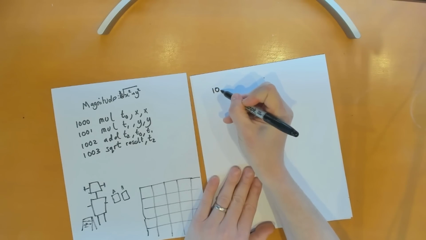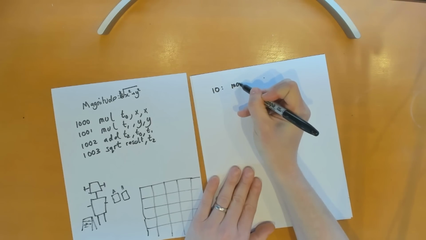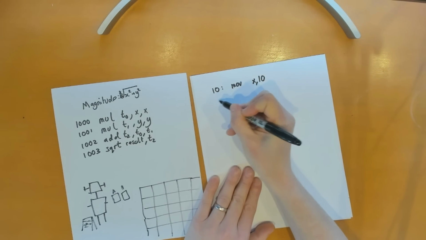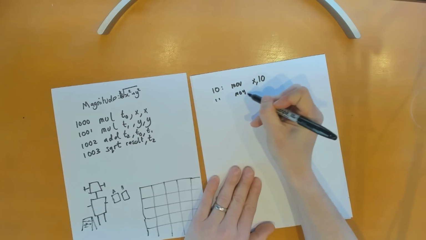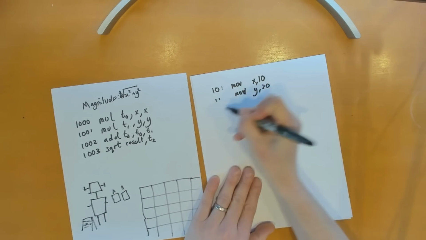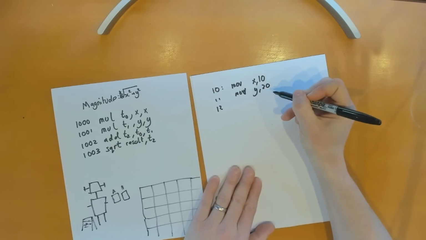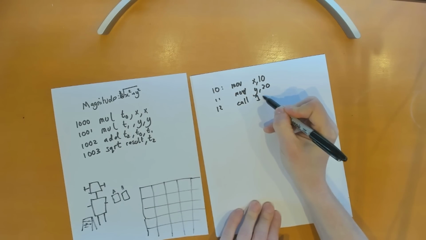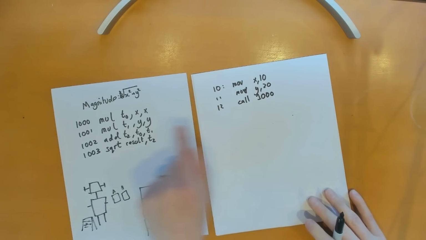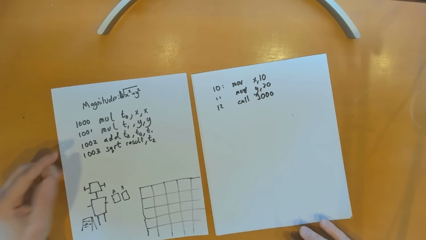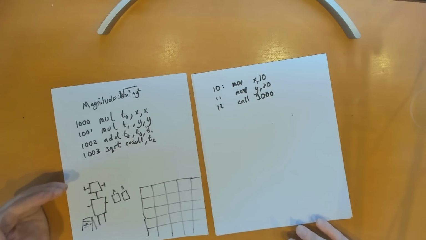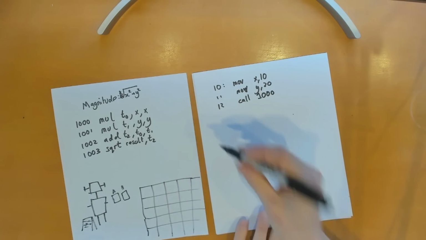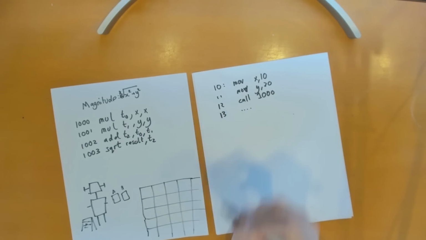So somewhere else in the program, so let's say instruction 10 in memory, we're going to do something like, move X with 10, instruction 11, move Y with 20, and then I'd like to get the magnitude of this vector, this 10, 20, and so I'm going to say call 1000, and that says I'd like to go and run the little program that's over in address 1000. And then we need a way to come back to here so that step 13, which is obviously the rest of the program, can carry on. So we need to sort of remember where we were and come back to it.